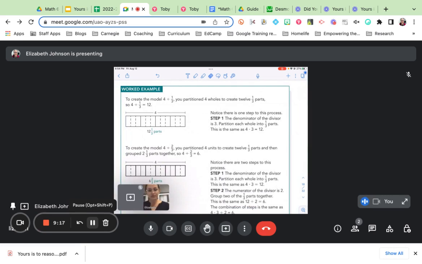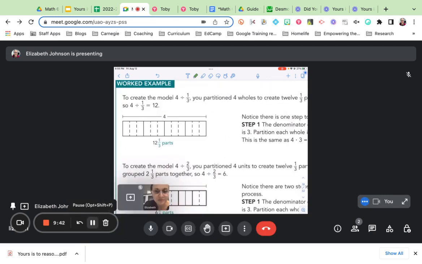So we divided that up into 12 parts. And so we found that 4 divided by 1/3 was equal to 12. We had 12 parts that were all equal to 1/3. So notice there is one step to this process. Step 1, the denominator of the divisor is 3. Partition each whole into 1/3. This is the same as 4 times 3 is equal to 12.